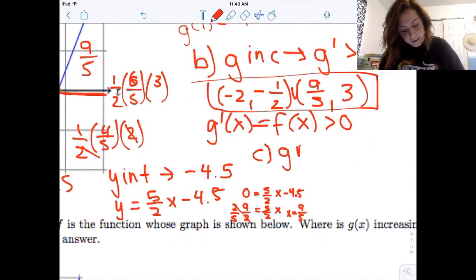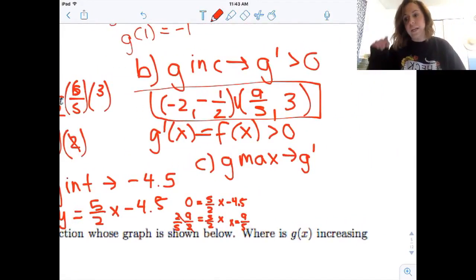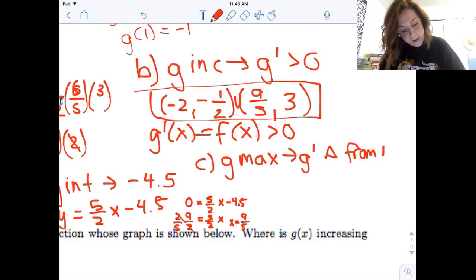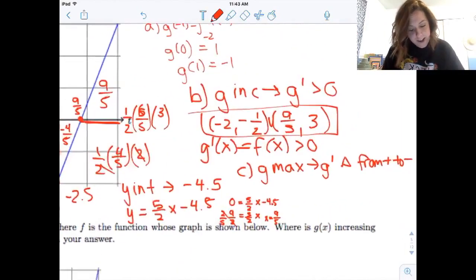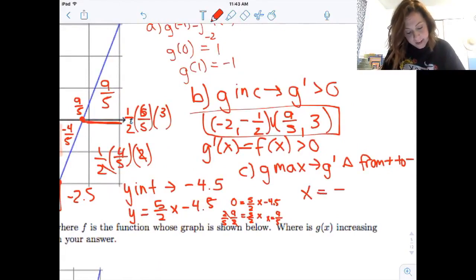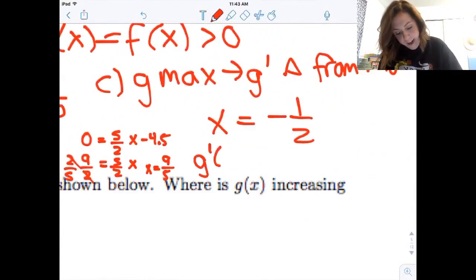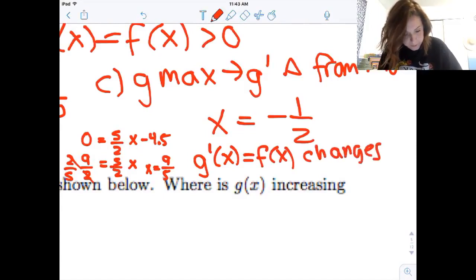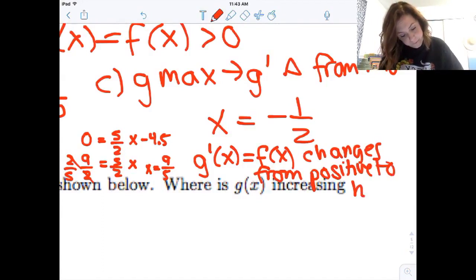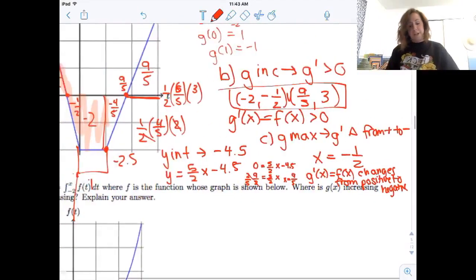G has a max when, think about it, g prime goes from positive to negative. And this is my shorthand, just me making notes for myself. From positive to negative, I see that happens at x equals -1/2. And it asks me why, and I would say because here, g prime of x, which is f of x, changes from positive to negative. So it becomes a curve sketching question at that point.